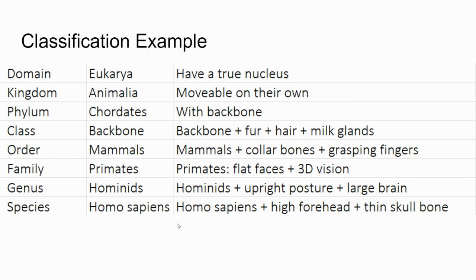Back in history, a few 100,000 years ago, there were also Homo erectus, different types of Homo, where Homo is for hominids, right? But we have a high forehead and thin skull bone, which other hominids don't. So that's why we're called Homo sapiens.